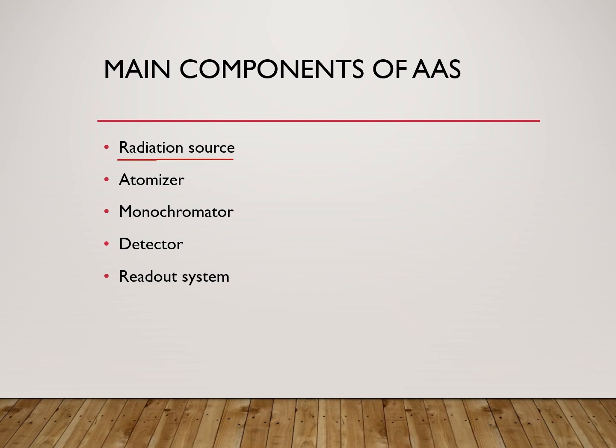The first is the radiation source, then the atomizer, which will convert the sample into atoms, and the monochromator, which selects a single wavelength. The detector detects the sample concentration signal, and then the readout system gives the spectrum. Now we will further discuss them in detail.